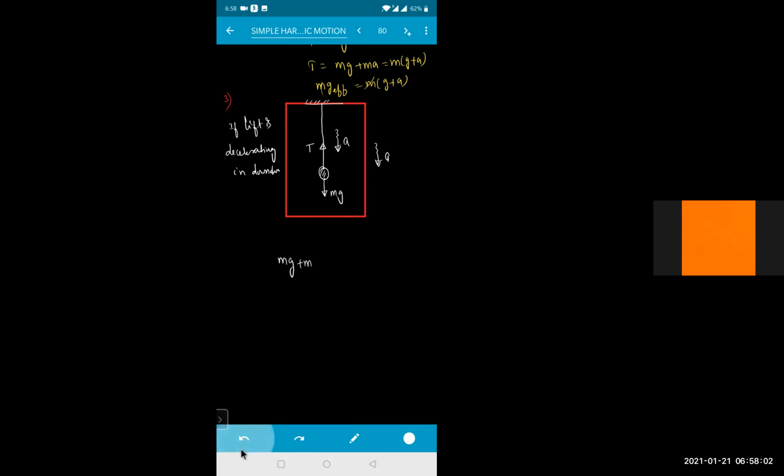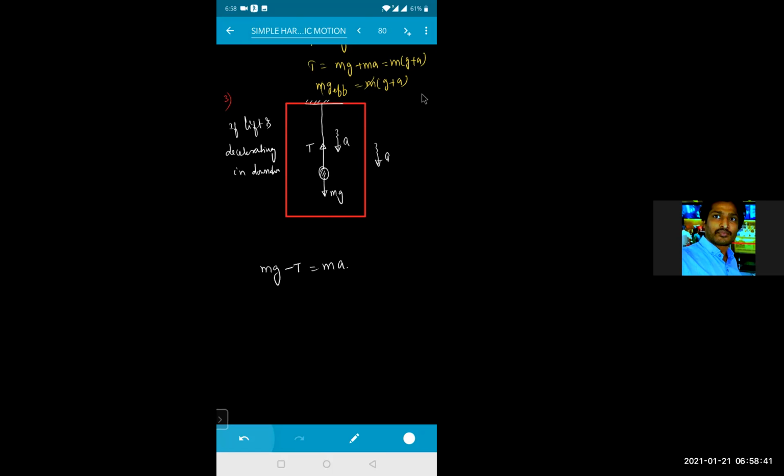So how do you write this equation? All the downward forces minus the upward force: mg minus T will be equal to m into a. Isn't it? So that will be the given condition right now. The net force is acting in the downward direction, so mg minus T will be equal to m into a. The lift is accelerating in the downward direction, so the net force acting in the downward direction is mg minus T, which is equal to m into a.